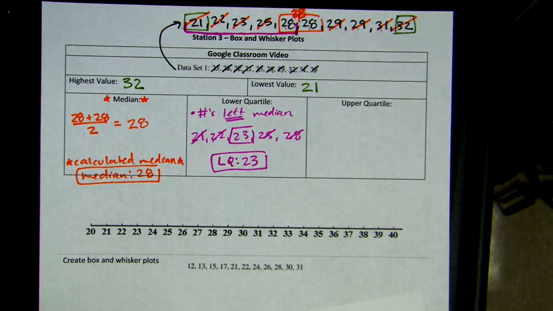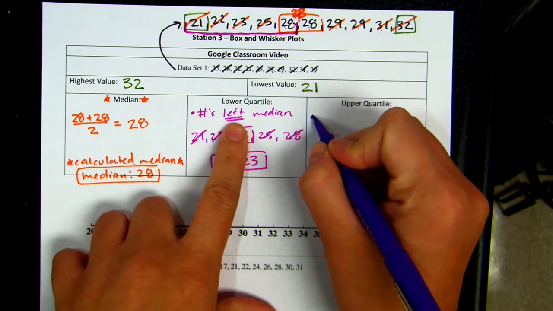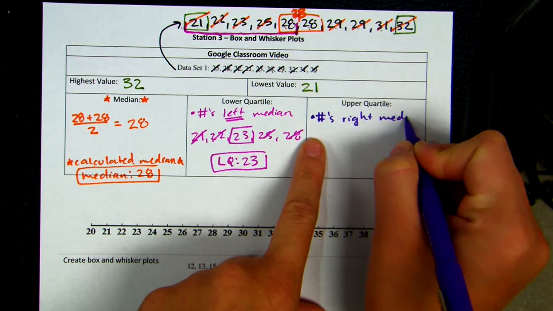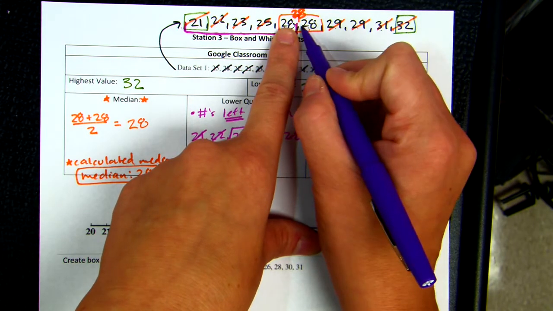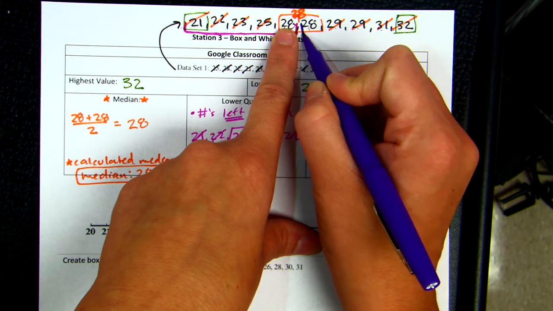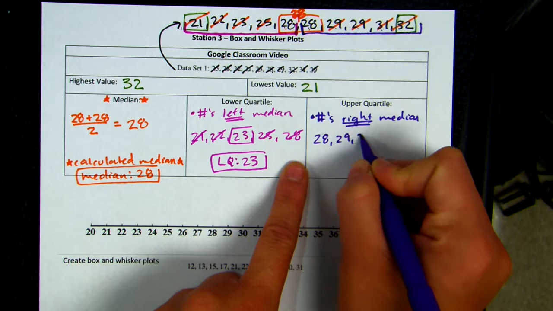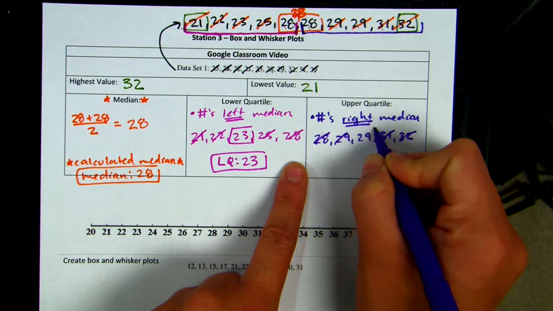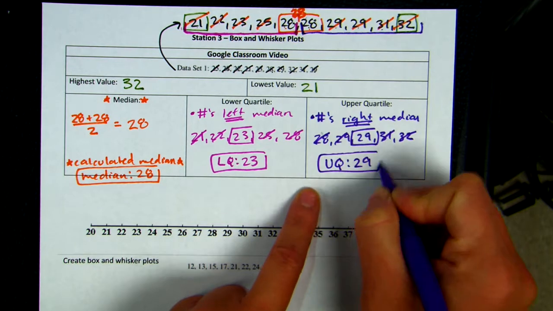Okay. Last thing that we need to find in order to be able to construct this box and whisker plot is our upper quartile. If our lower quartile are the numbers left of the median, it only makes sense that our upper quartile are numbers right of the median. So again, I have my calculated median of 28. I make sure to include all numbers from this 28 that is to the right of my median all the way to 32. So 28, 29, 29, 31, 32, cross through, cross through, cross through, cross through, till I get to my one in the middle, and my upper quartile is 29.